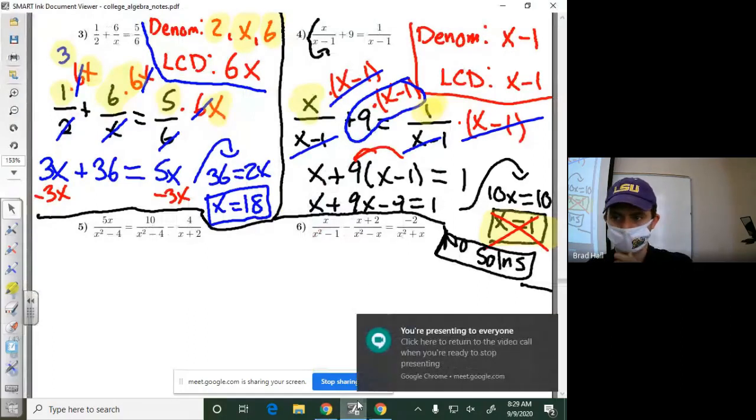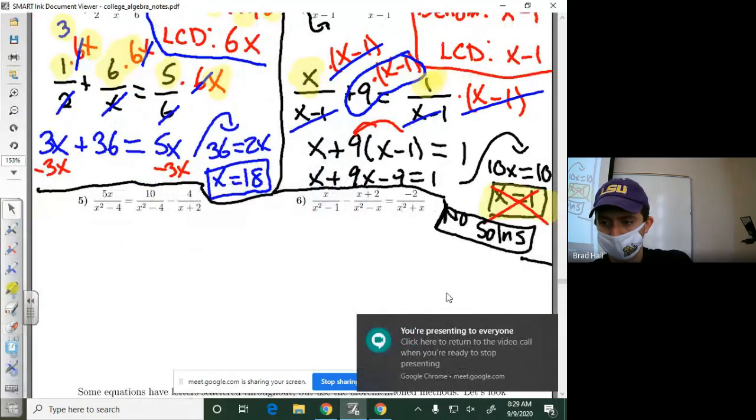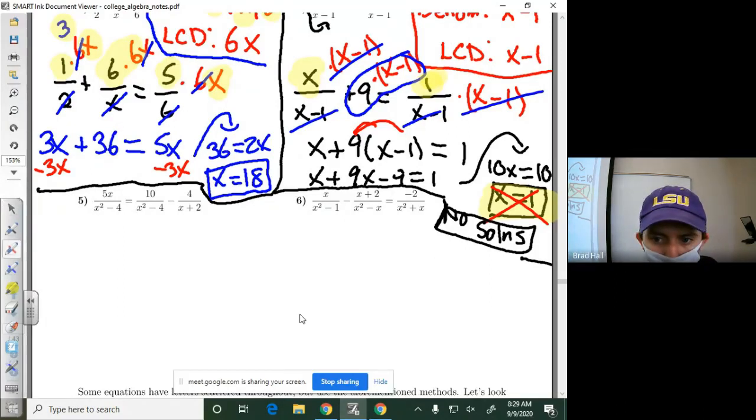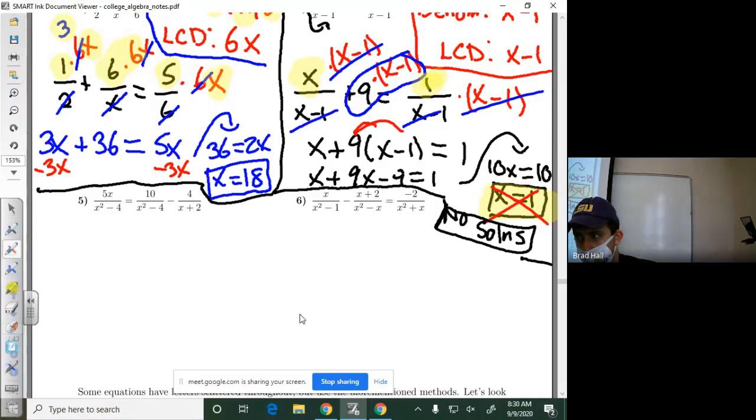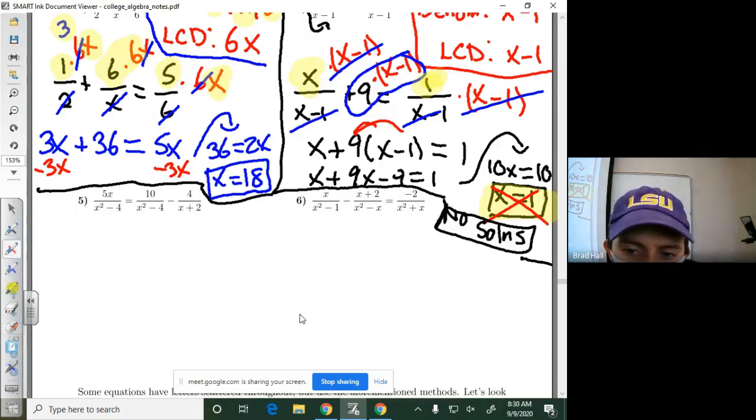If not, we scroll down a little bit. And let's look at number 5. So with number 5, this one's a little tricky because you may notice something interesting with some of the denominators here. X squared minus 4 is not written in a factored form, or in other words, this is a difference of two squares.